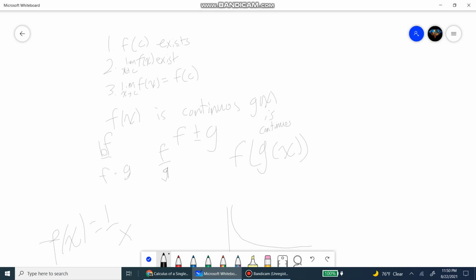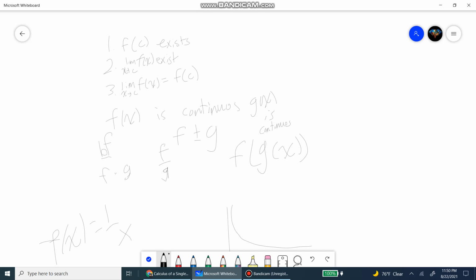In order for a function to be continuous, there are three requirements. The first one is that f of c exists, c being any value, so you can check if f of c exists. If so, you've satisfied one condition for the function to be continuous at x equals c. Then there's another condition: the limit of f of x as x approaches c must exist as well. And finally, the limit of f of x as x approaches c must equal f of c.